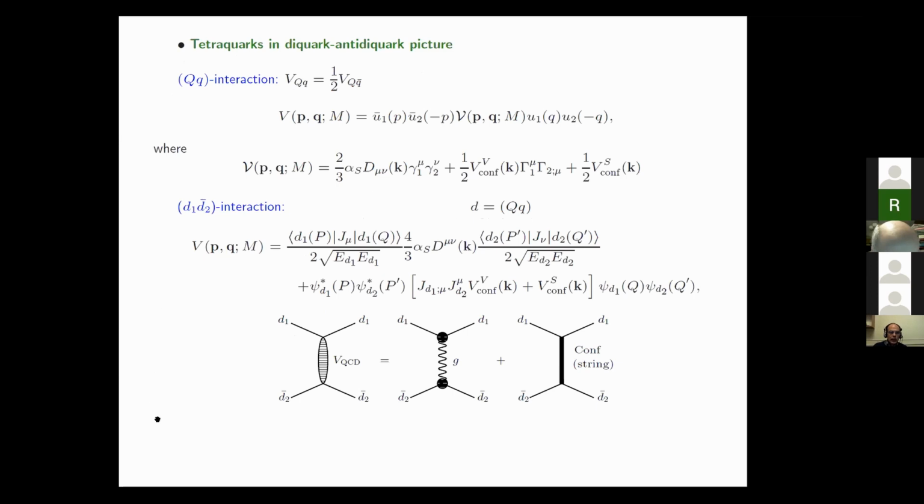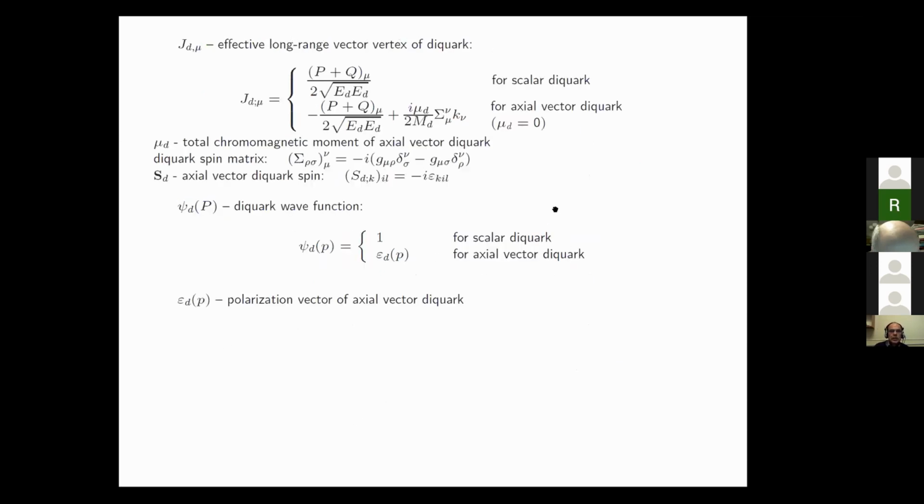And for the diquark anti-diquark interaction, we also use the same assumptions, because we assume that again it is composed of the potential of the one gluon exchange, which dominates at small distances, and the long range confining interaction, which again is a mixture of vector and scalar pieces. However, here it's important to take into account that diquarks have integer spin, so there are some modifications. They are just written on this page. This is the effective long range vector vertex of the diquark interaction and the diquark wave functions.